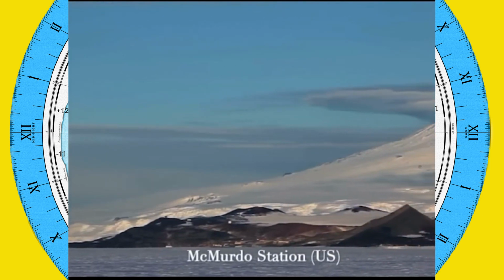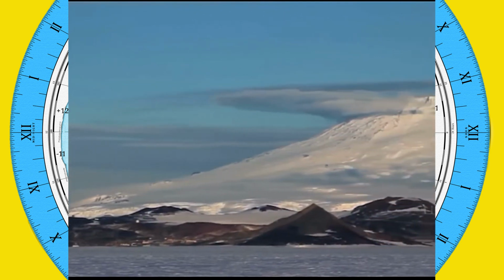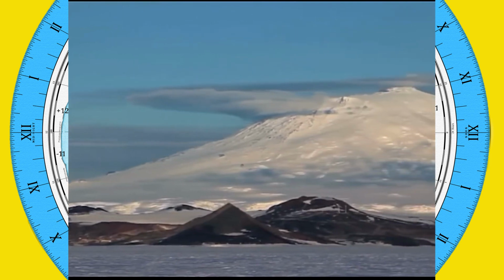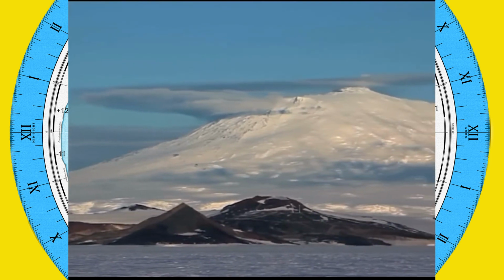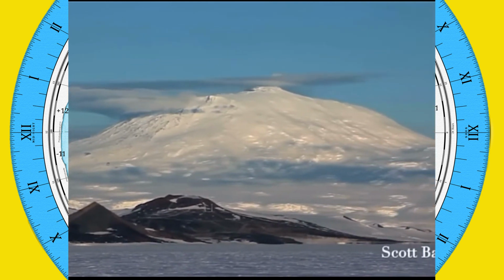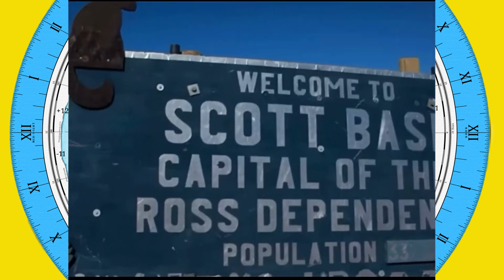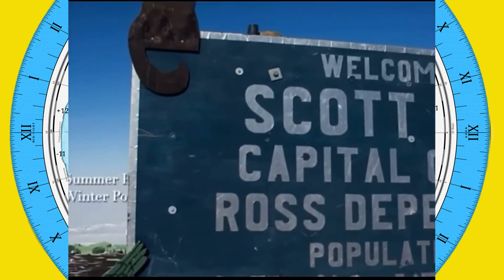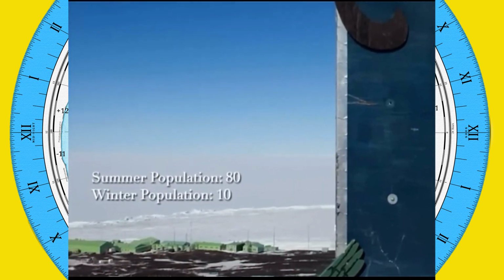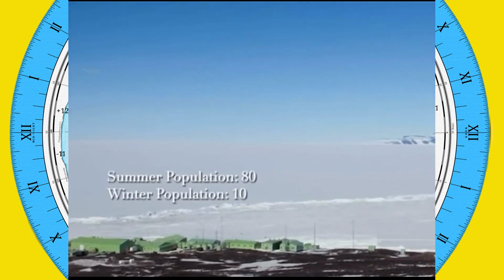McMurdo Station sits beside the sea on Ross Island. It's dwarfed by Mount Erebus, the southernmost active volcano in the world. 3 kilometres away, on the other side of the peninsula, is the small New Zealand outpost, Scott Base. Scott Base is a lot more typical in size of the other bases dotted around Antarctica. And its proximity to McMurdo is unusual.